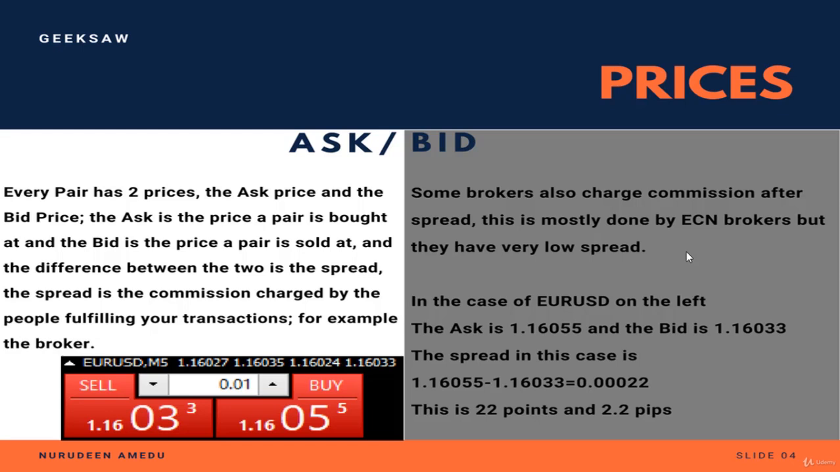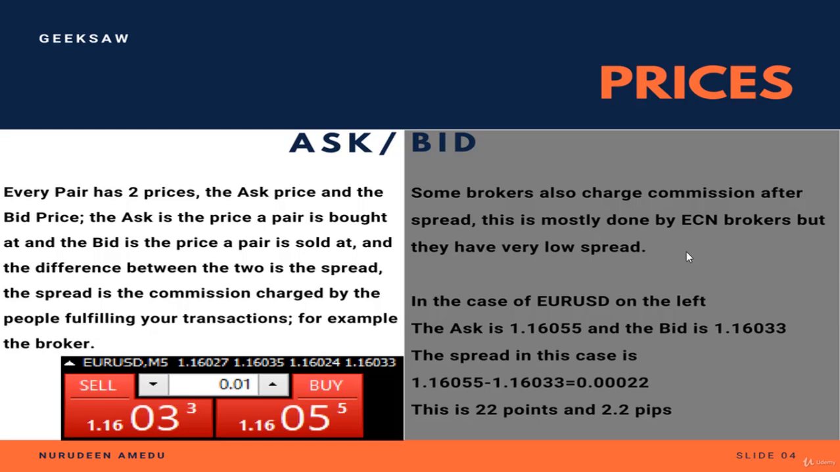The spread is the commission charged by the people fulfilling your transactions, for example, the broker. That's how the broker makes their profit, from the spread that they charge, which is usually very, very small, like $1 compared to you trading a lot size that's worth about $10,000. So they charge about $1 from it. So it's really small. Now, some brokers also charge commission after spread. Now, this is done by ECN brokers, because ECN brokers have extremely low spread. Sometimes they even offer zero spread. So they have to make their money from the commission that they charge from their traders.